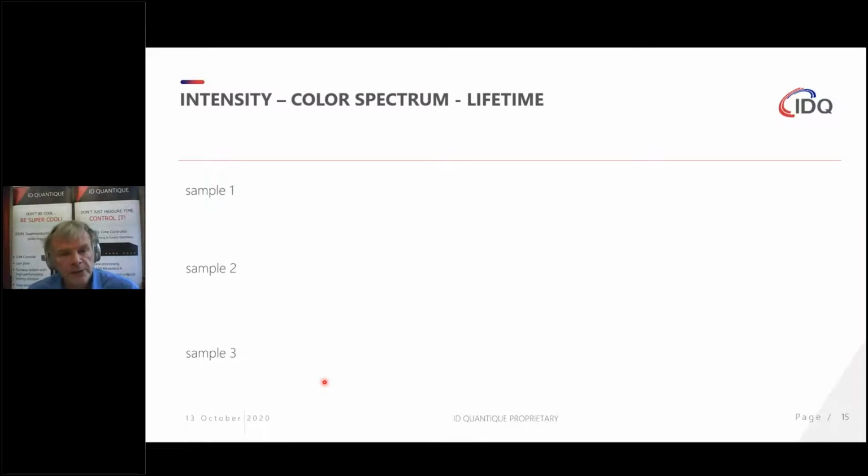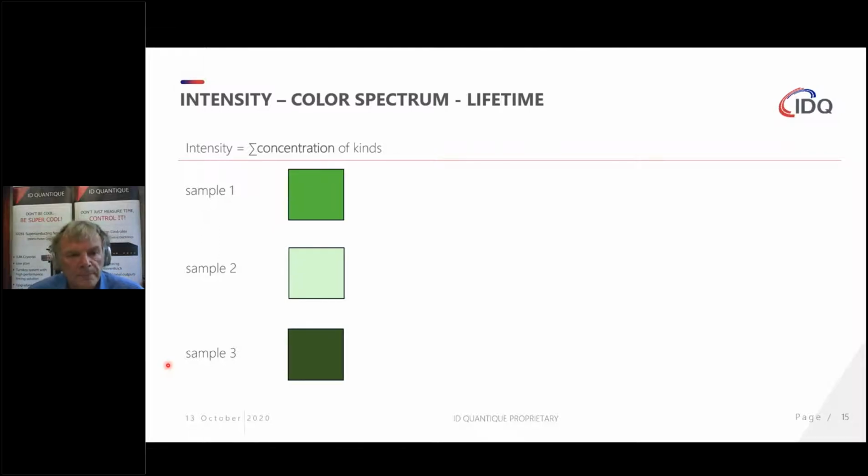I want to go back to fluorescence. As I mentioned, there are quite a few different ways of looking at fluorescence. The most common one is just looking at fluorescence intensity. So if you look at different samples, you can see there are different intensities, bright green or very dim or almost oversaturated green. It will tell you about the concentration of the molecular species that you have in your sample.